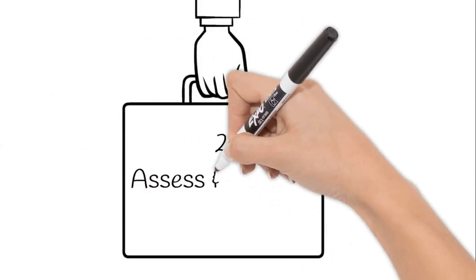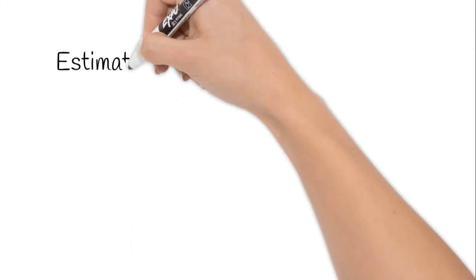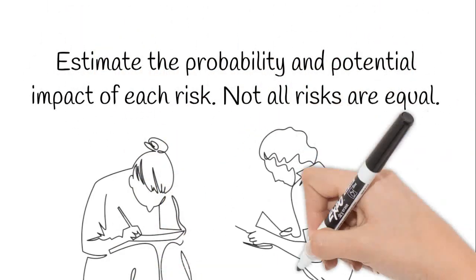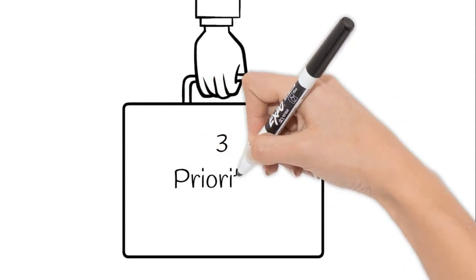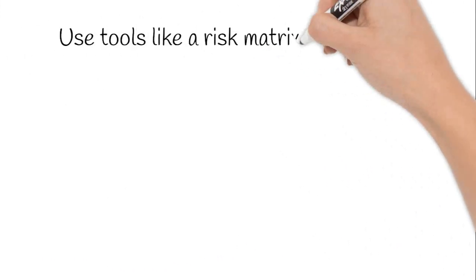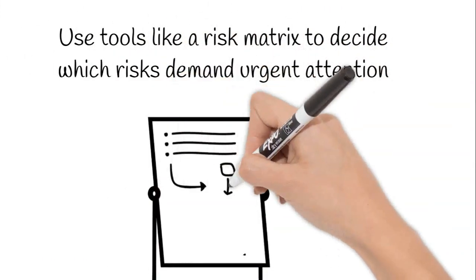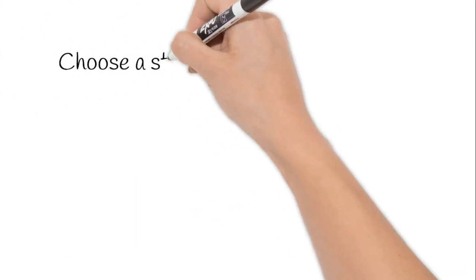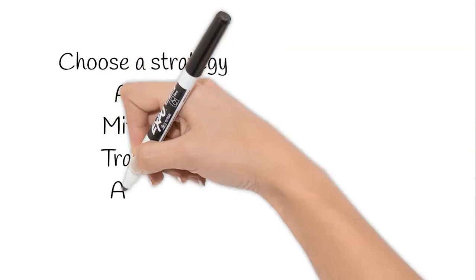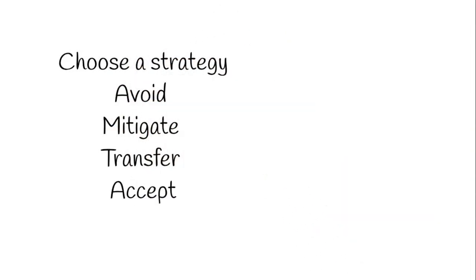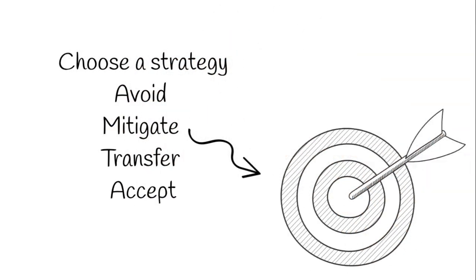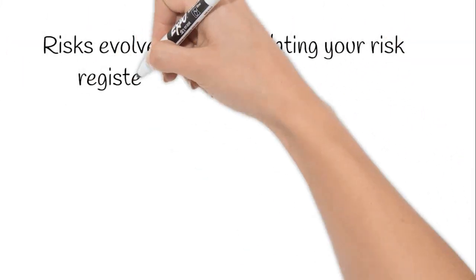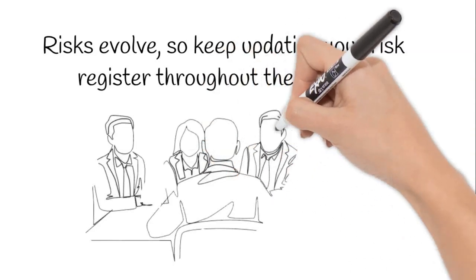Step 2. Assess and analyze. Estimate the probability and potential impact of each risk. Step 3. Prioritize. Use tools like a risk matrix to decide which risks demand urgent attention. Step 4. Respond. Choose a strategy. Avoid the risk, mitigate it, transfer it, or accept it if it's low impact. Step 5. Monitor and review. Risks evolve, so keep updating your risk register throughout the project.